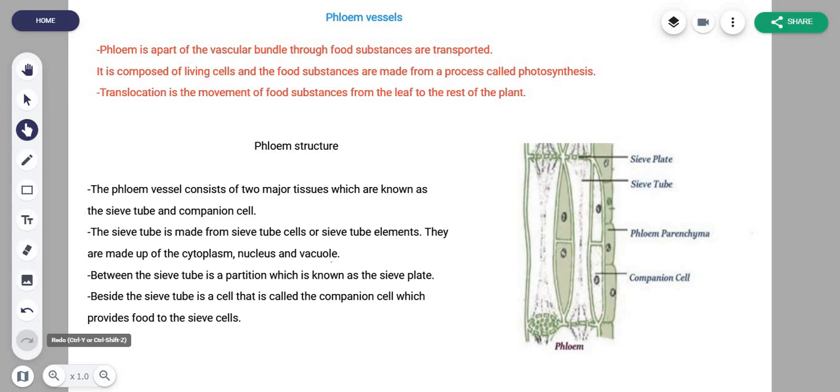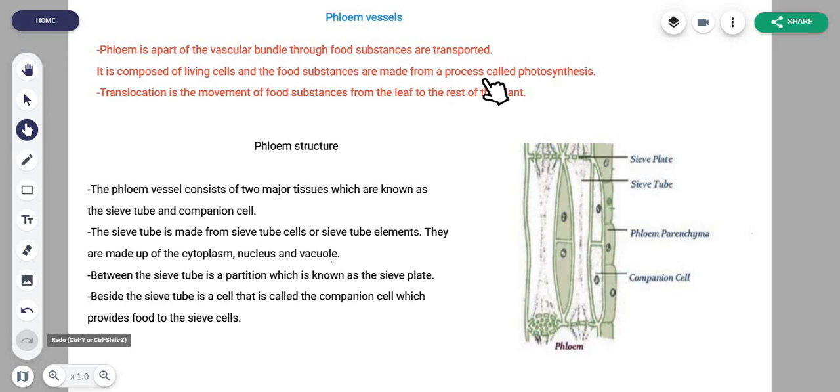So the phloem is a part of the vascular bundle, just like I told you, through which food substances are transported. Now we discussed that xylem vessels transport water and your phloem vessels transport food. Now what is that food? It's sugar, glucose, right? And mainly sugar is transported in the phloem vessels in the form of sucrose, okay? It is composed of living cells. Yes, the phloem is composed of living cells, and the food substances are made from a process called photosynthesis.